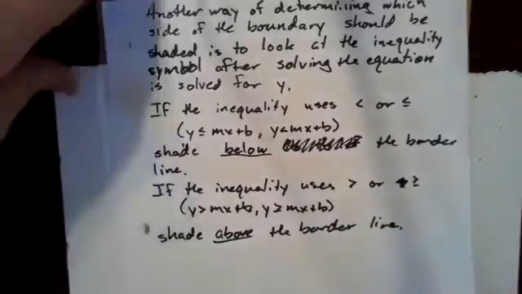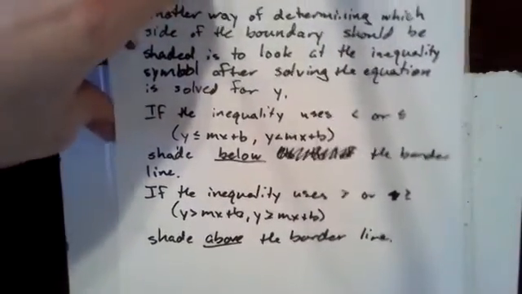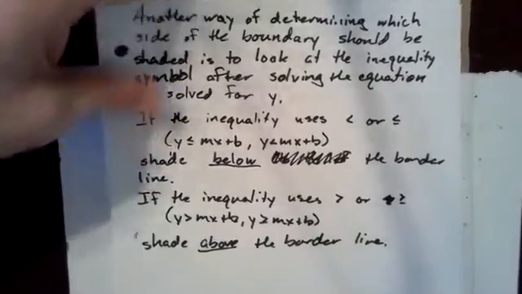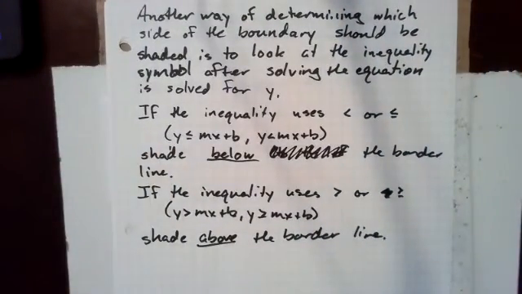Another way of determining which side of the boundary should be shaded is to look at the inequality symbol after the equation is solved for y. If the inequality uses less than or equal to, so y is less than or equal to mx plus b, or y is less than mx plus b, we shade below the border line. If the inequality uses greater than or equal to, y is greater than or equal to mx plus b, or y is greater than mx plus b, we shade above the border line.